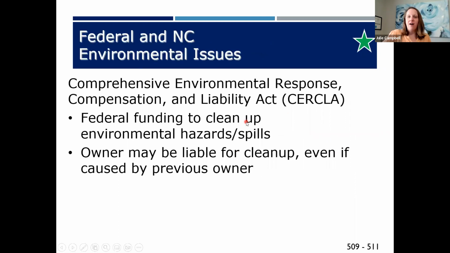So on page 509, we talk about there's some federal regulations, there's some North Carolina regulations. CERCLA, I don't know where they come up with these names, but CERCLA is the Comprehensive Environmental Response Compensation and Liability Act on page 509, if you don't want to write all that down. And that's what offers federal funding to help with cleanup, help remediate various environmental issues, environmental concerns.